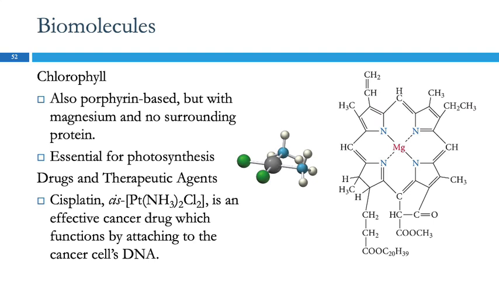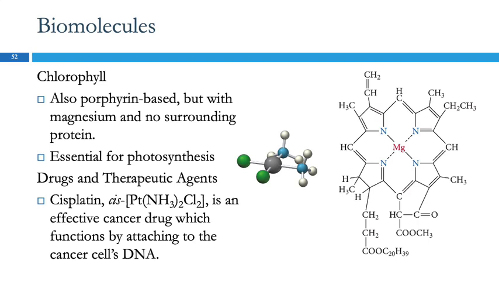Chlorophyll. This is what plants use in photosynthesis. This also has a porphyrin in it, a polydentate ligand. But here, instead of iron, it's magnesium. And this is essential for photosynthesis.